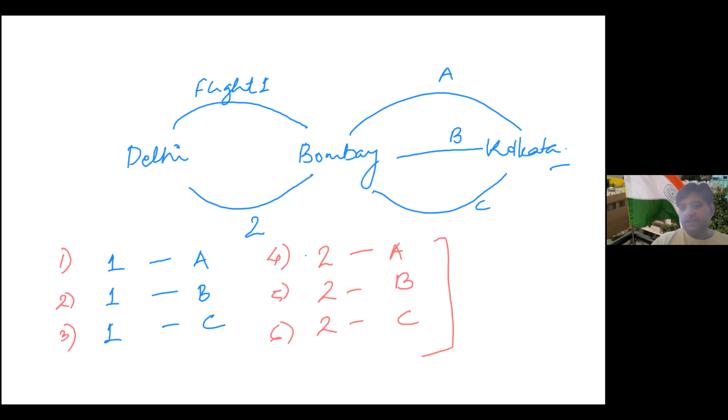Very simply put, if we were to use a formula now, how many ways are there to reach Delhi to Bombay? There are 2 ways. And then from Bombay to Calcutta, how many ways are there? 3 ways. So 2 into 3, 6 ways. And this is the formula that you will see in most of the books, without actually explaining how this has happened. And sometimes it may leave you confused.